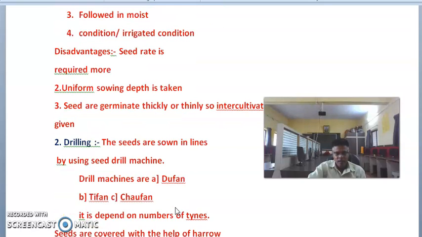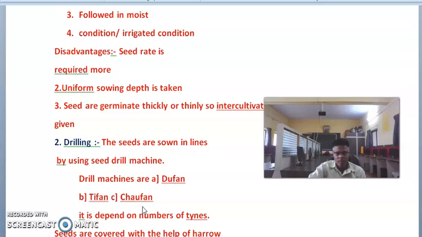In this method, drill machines are used, known locally as Duphan, Tiphan and Chauphan, depending upon the number of tines. When there are 2 tines, it is known as a Duphan. When there are 3 tines, it is known as a Tiphan, mainly followed for the cotton crop in the Vidarbha and Marathwada regions. When there are 4 tines, it is a Chauphan.